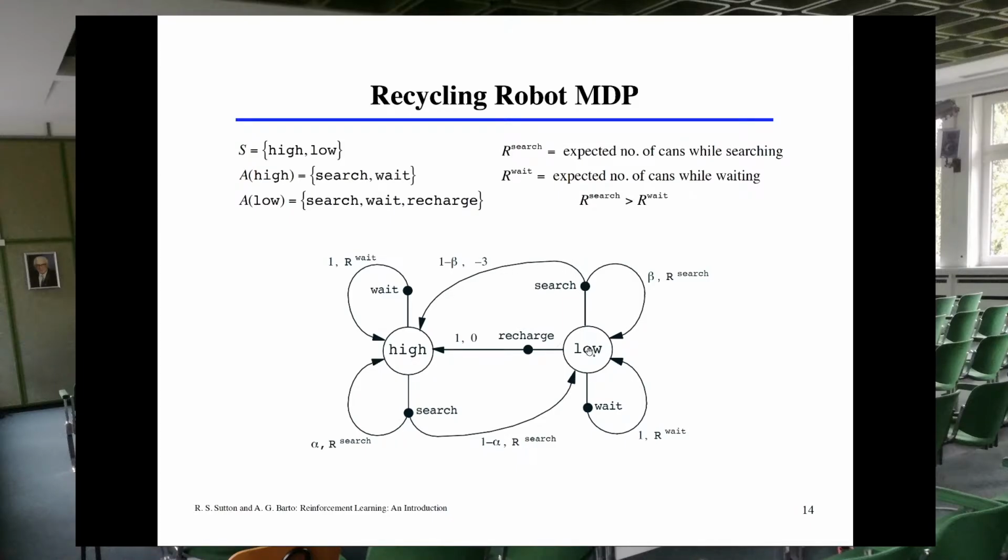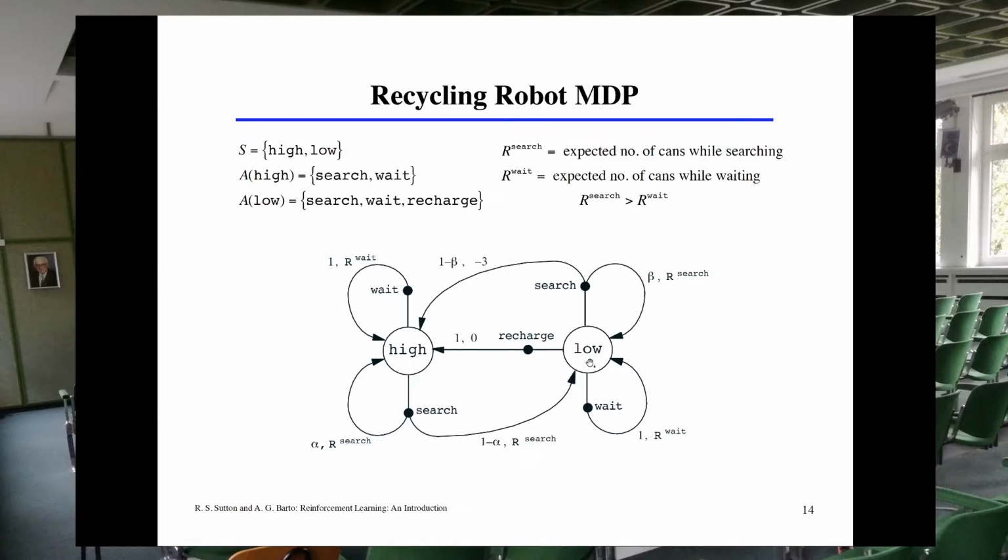So how is it possible to go from low to high? What we are saying here is that the robot, while it is searching, will lose all its energy, and it will need to be rescued by a person. So in the end, the robot will have its battery recharged and have a high battery, but it will receive a punishment of -3 because it needed to be rescued.